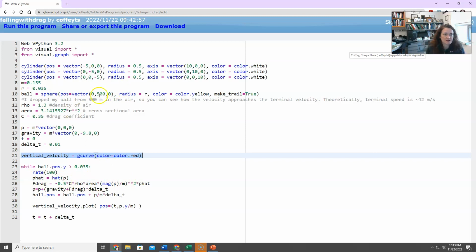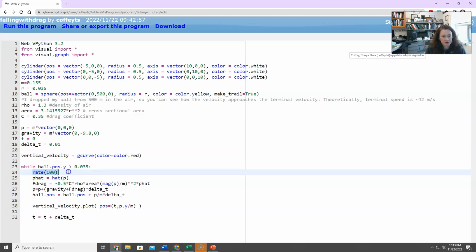All right, now I want my ball to fall as long as it's above the ground. So I put it 500 meters in the air, and then what I'm saying is that while the ball's position is greater than 0.035. Now, why 0.035? Because the ball's radius is 3.5 centimeters. So once the bottom of the ball touches the ground, we're all done. So while the ball's position is above 0.035, then the loop will run.